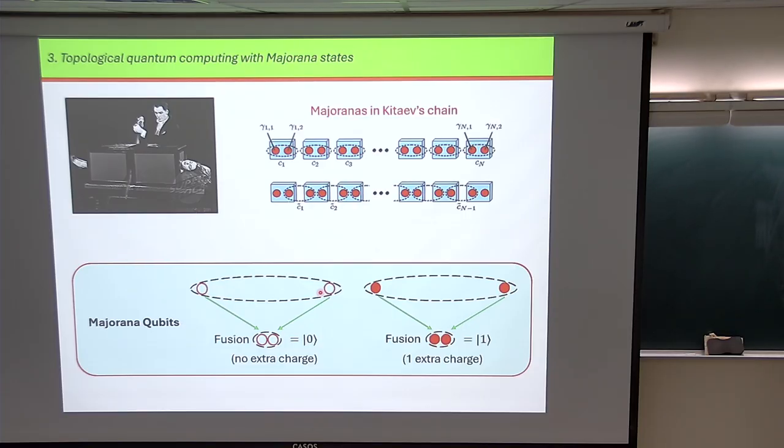So you fuse them, meaning you bring these Majoranas together. When they fuse, they get finite energy, so they form a quasi-particle excitation. You will get an extra particle, an extra charge, if they are occupied. If they are empty, you don't get this extra charge. That is the way you read the information. Typically, you will have to create the Majoranas, occupy them or empty them, then do all the computation, and then fuse them to read the state of the qubit. Okay.